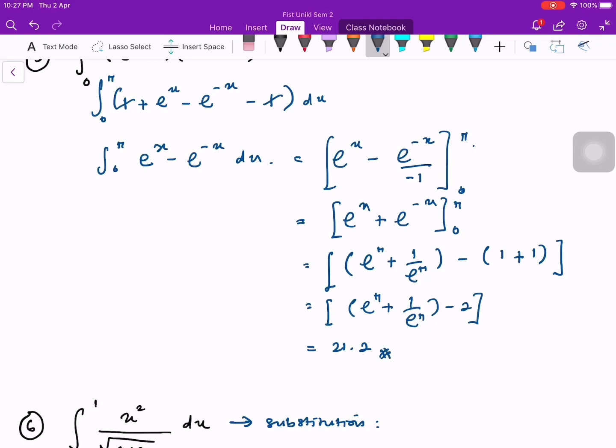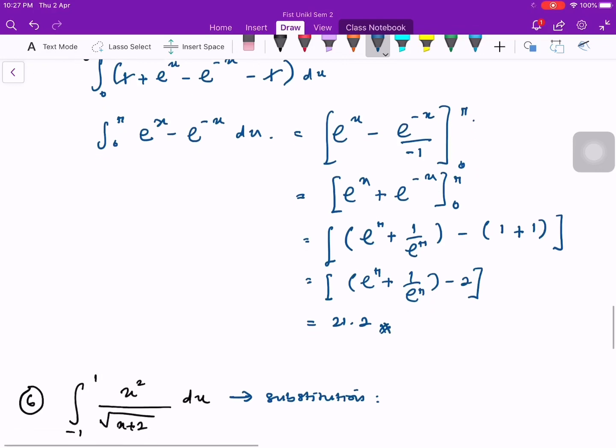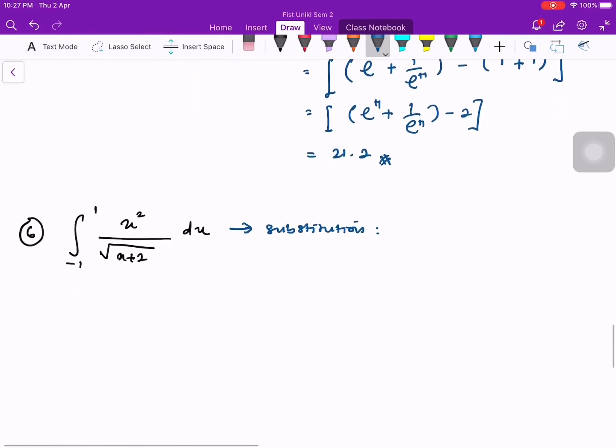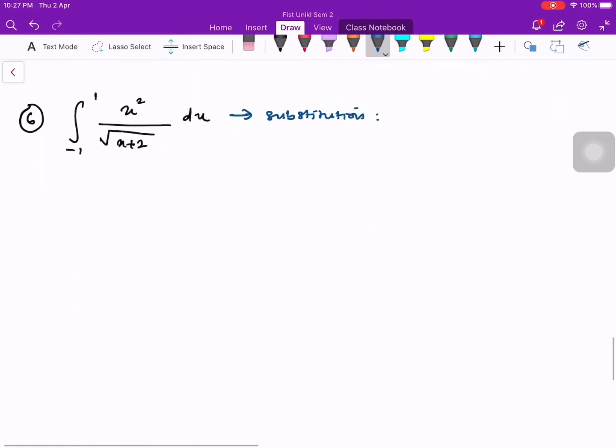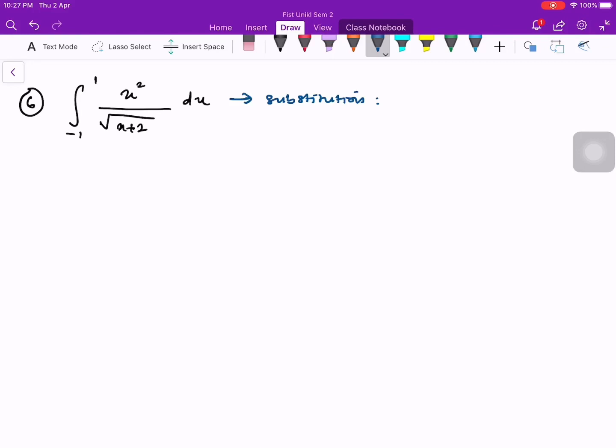Okay, dengan menggunakan calculator kita akan dapat 21.2. And example yang ke-6, okay, example yang ke-6 ia adalah merupakan substitution. Okay, substitution method di mana kita ada integral x kuasa 2 bahagi dengan punca kuasa x tambah 2 dx. Okay, so yang ini kita akan gunakan substitution.